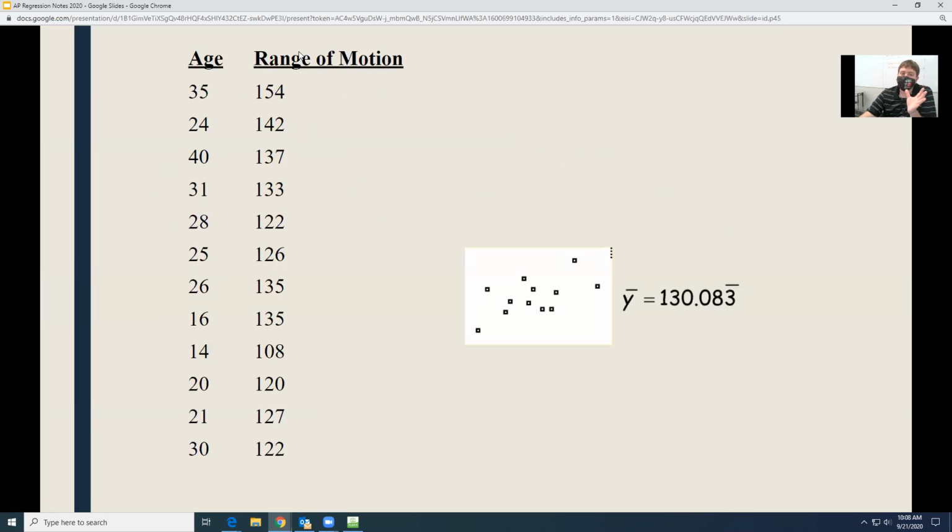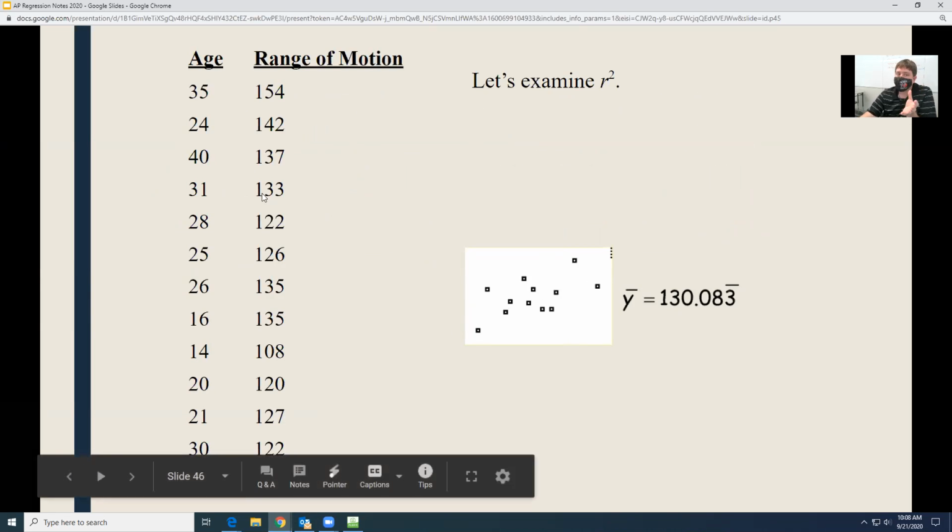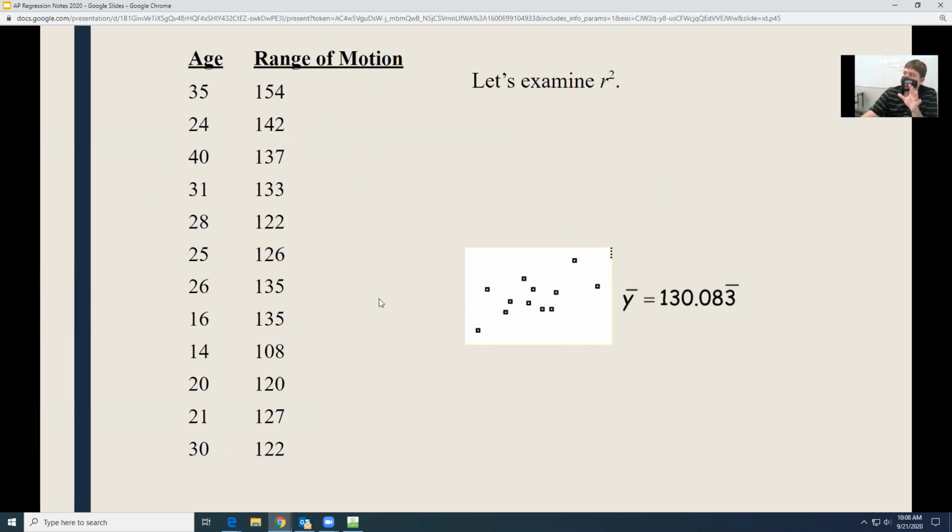We've got our age and our range of motion and our data. If you were to graph all of these, take the residual plot off and put L2 back in there, your scatter plot would look like this. We didn't do it, but we took it off.